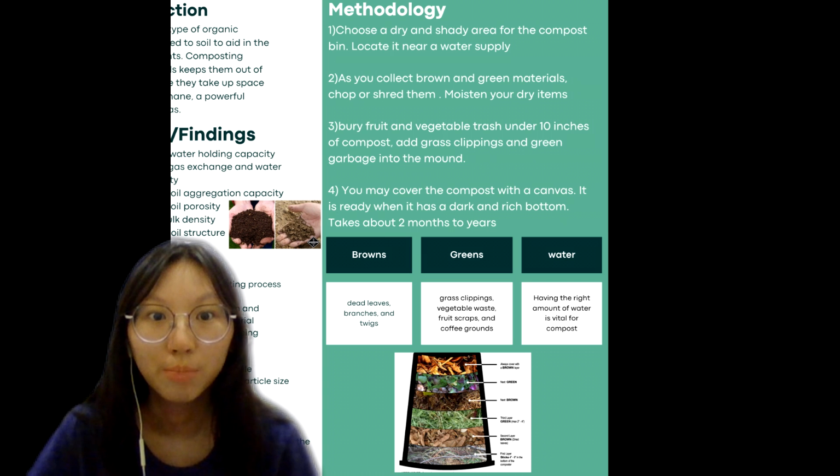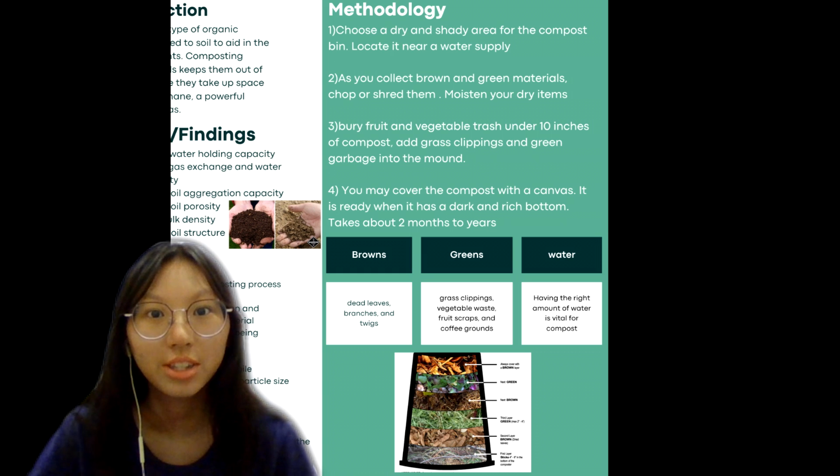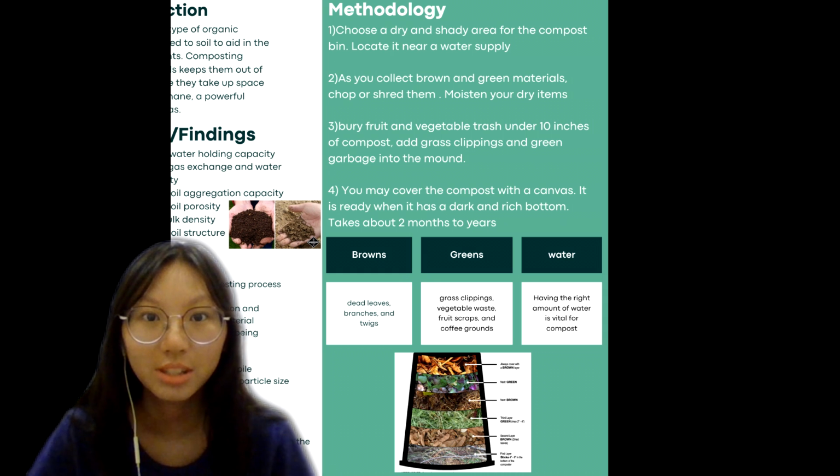Just like the model illustrated below, greens and browns are stacked up alternately. As for fruit and vegetable trash, we can bury them under 10 inches of compost with grass clippings on top. The final step involves covering the compost with a piece of canvas. When the compost appears dark and has a rich bottom, it is considered ready. And this usually takes 2 to 6 months.